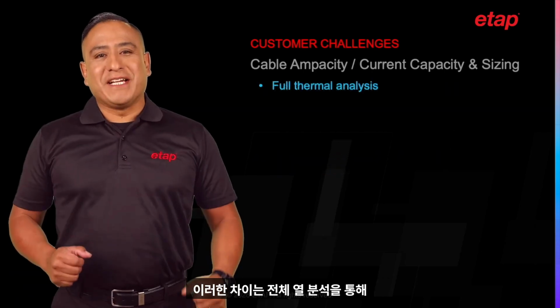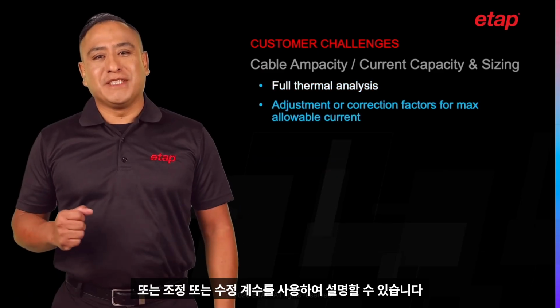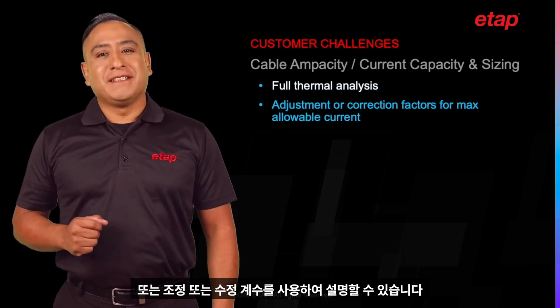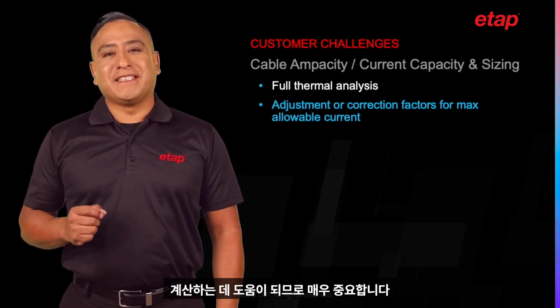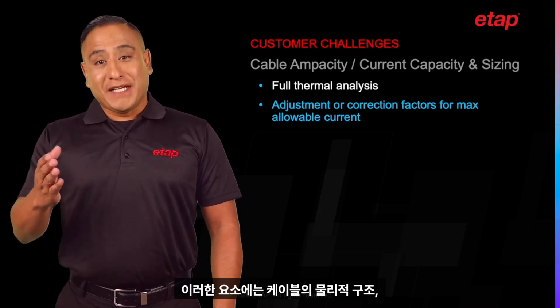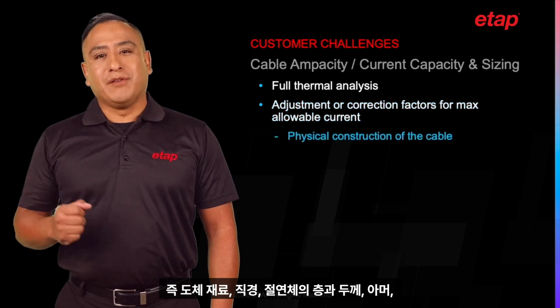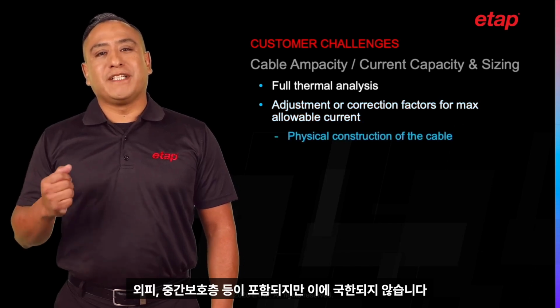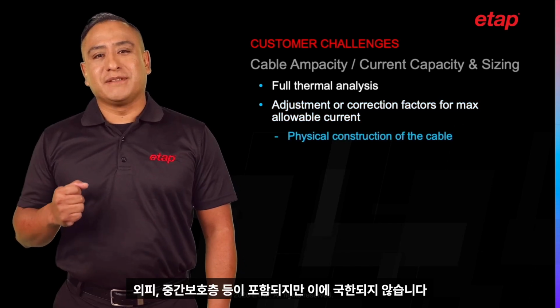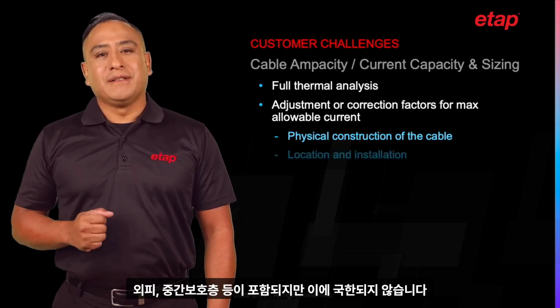The differences can be accounted for through a full thermal analysis or through the use of adjustment or correction factors. These factors are valuable as they help calculate the maximum allowable current. These factors include, but are not limited to, physical construction of the cable, such as the conductor material, diameter, layers, and thickness of the insulation, armor, sheath, bedding, etc.